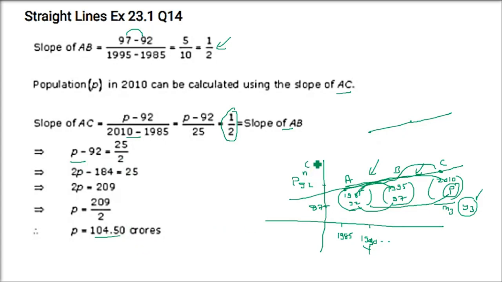Please remember, the y-axis is given in crores. So you have to find and write the answer in crores. Okay. P is population and that will be 105.50 crores.